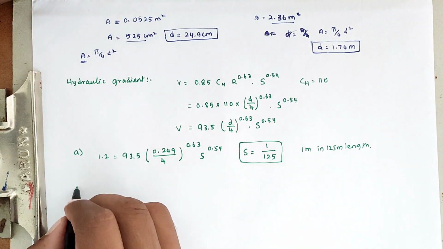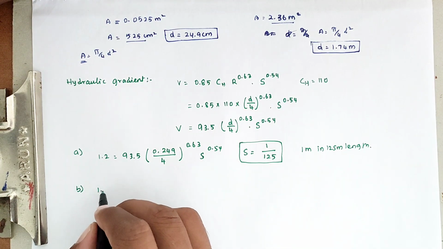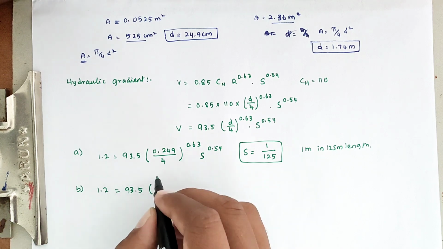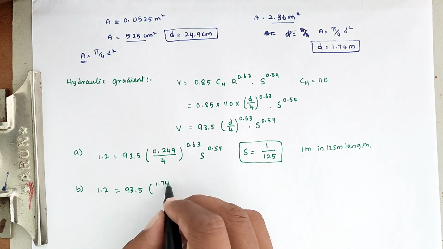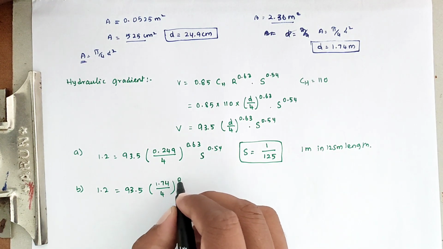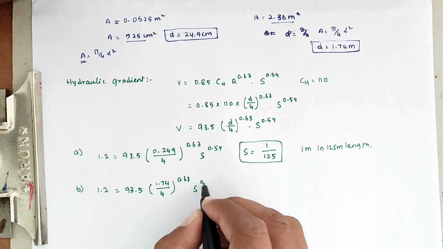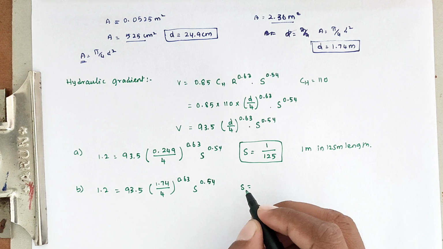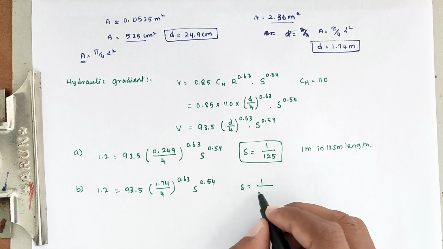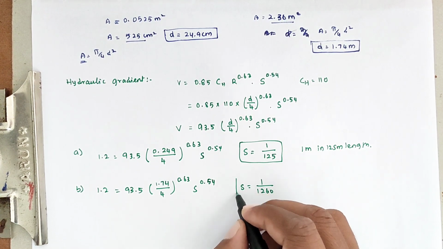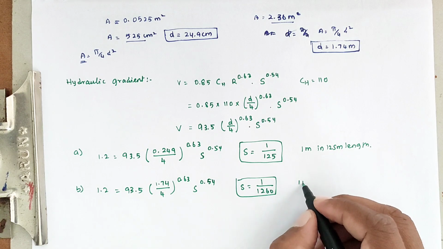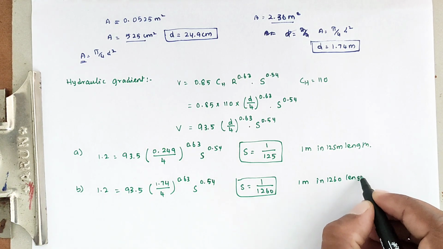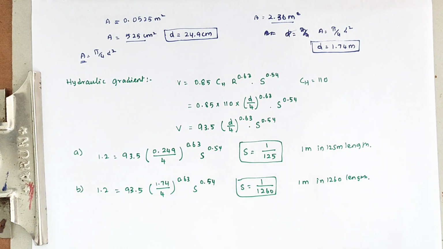Likewise we can calculate for the large town. We substitute 1.2 into 93.5 into D, which is 1.74, divided by 4 whole power 0.63 into S power 0.54. Solving this, we got the value of 1 by 1260. So the hydraulic gradient is 1 meter in 1260 meter length. This is the method we can solve the problem.